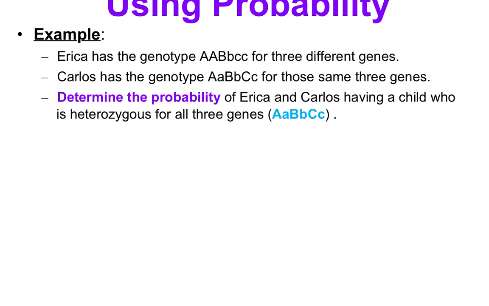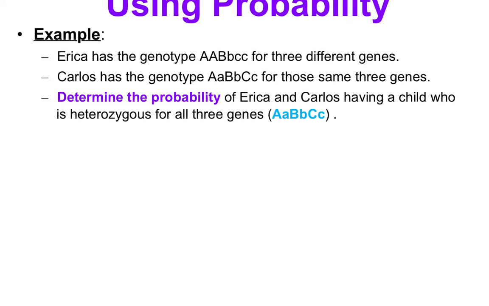Here I'm going to work on an example. We want to know the example for probability in genotype. So Erica has a genotype of big A, big B, little c, for 3 different genes. And Carlos has the genotype heterozygous for A, heterozygous for B, heterozygous for C, for those same 3 genes. So we want to determine the probability that Erica and Carlos's child will be heterozygous for all 3 genes.